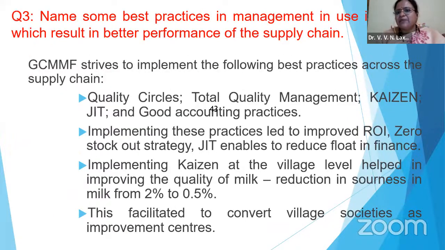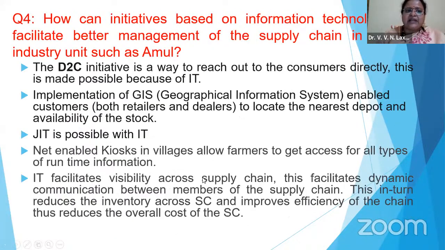Then, name some best practices in management in use in Amul. So we have quality circles, TQM, Kaizen, ZIT, and good accounting practices. And these resulted in better return on investment, zero stock out, and reduction in financial float. Those are the benefits they have got. And this facilitated most of the village societies to convert themselves into improvement centers. If you see the Amul website, you will see how this dairy cooperative movement spread across the country. And overall, they are really doing very well.